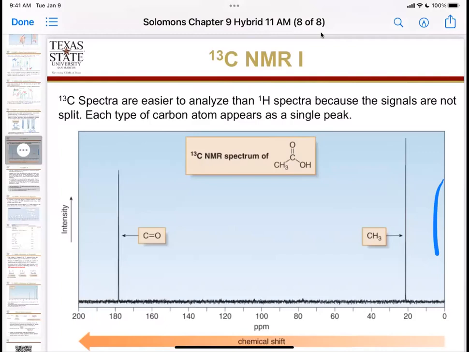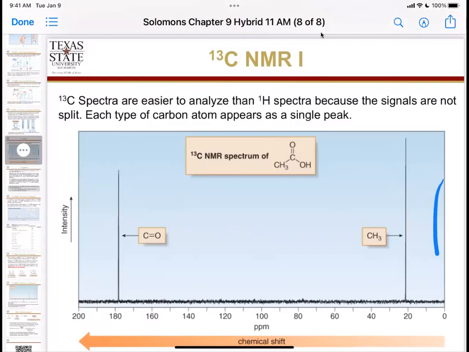Okay, so that does a couple things for us. Number one, it eliminates spin-spin coupling. So we don't have to worry about splitting. We only get single peaks. And so all we have to worry about is shift. Also, because it's such a low abundance, we can't do intensity either. There are some modern techniques where you can get close, but it's not great.